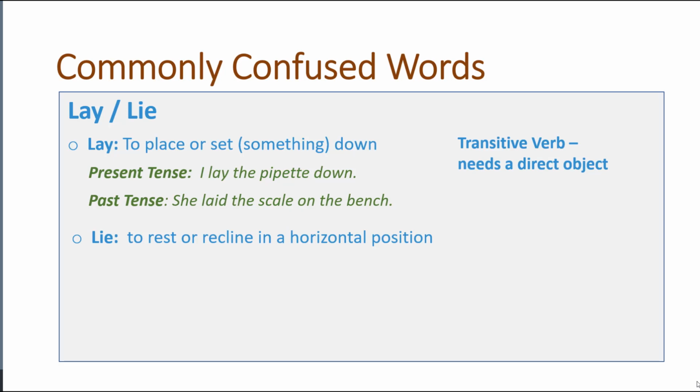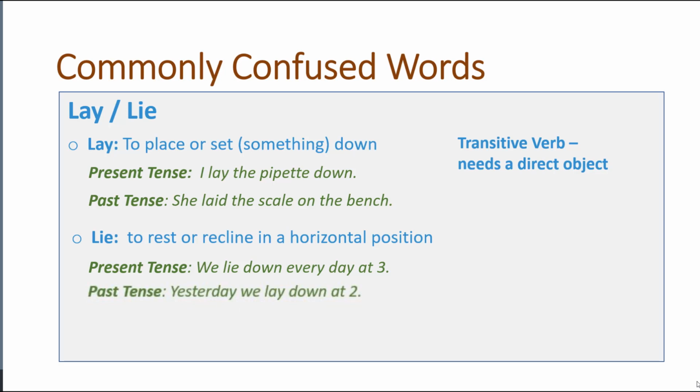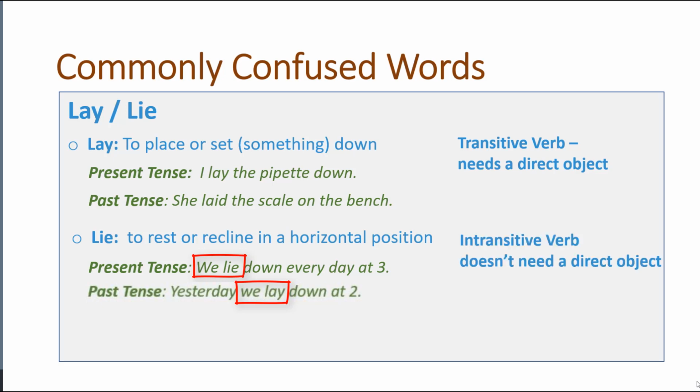An example of a sentence in the present tense using the word lie is, we lie down every day at 3. Past tense, yesterday we lay down at 2. You'll notice that a direct object is not needed in either sentence. The subject in these examples, we, does the lying and the laying. Verbs that do not need direct objects are called intransitive verbs. So lie is an intransitive verb. Now you might notice something else, something that is part of what can cause confusion between lay and lie. That's right, the past tense of lie is lay. Ugh.